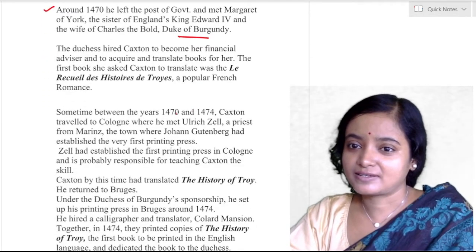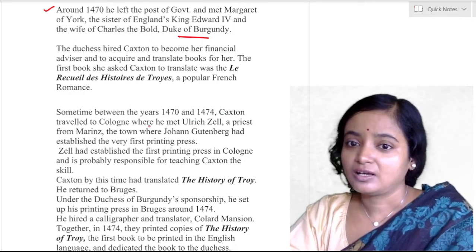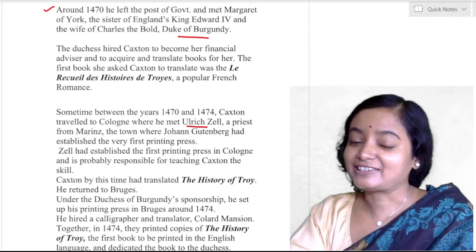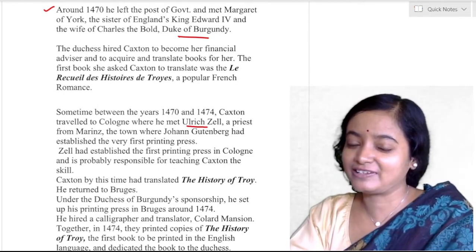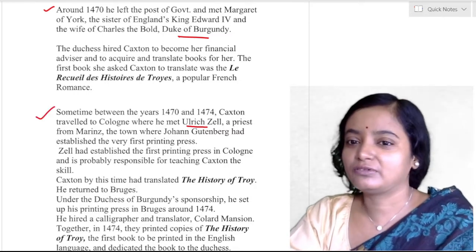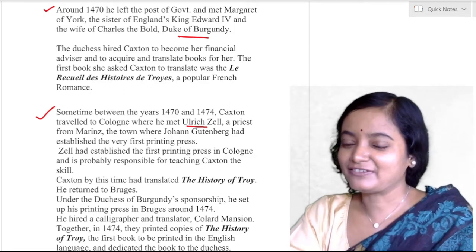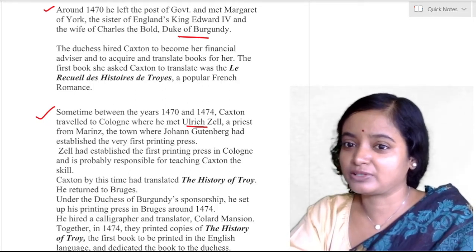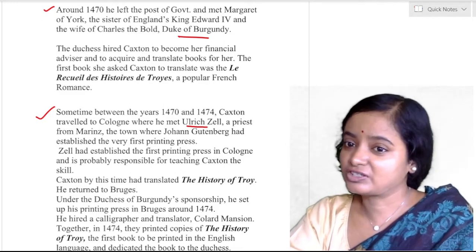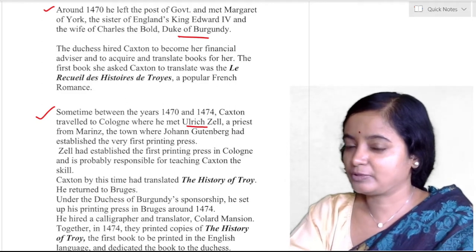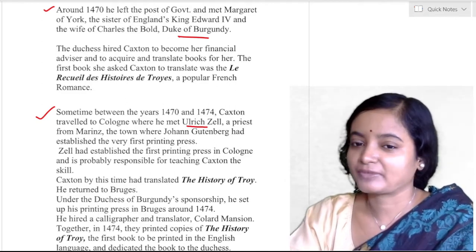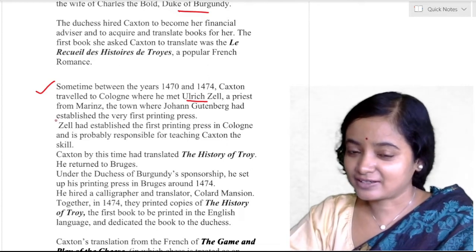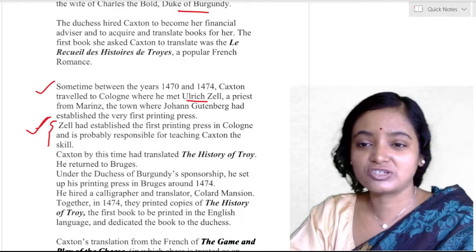Sometime between 1470 and 1474, Caxton traveled to Cologne, where he met Ulrich Zell. This name is such a tongue twister. A priest from Mainz, a town where Johannes Gutenberg had established the very first printing press. Okay, so Gutenberg's Bible, if you get to the video, here you find that Gutenberg's Bible is also known as the Mainz Bible. So there Caxton met a person who is a priest, Ulrich Zell, and he also had some knowledge of printing, because Johannes Gutenberg established the first printing press there. Zell had established a printing press in Cologne and is probably responsible for teaching Caxton the skill. So Caxton gets the skill of printing from Ulrich Zell.